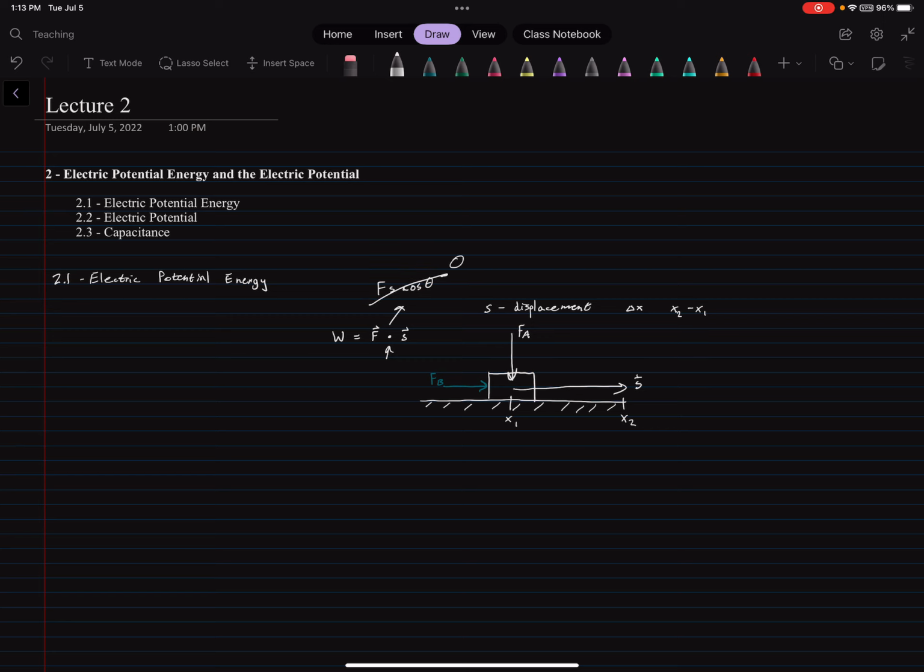So we kind of went over that in the first lecture, this concept of dot product, and it being able to quantify how parallel two vectors are, and it comes into play with work.